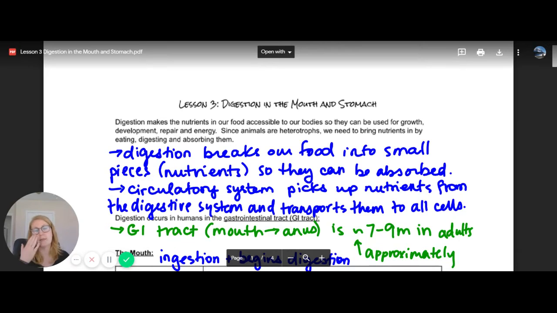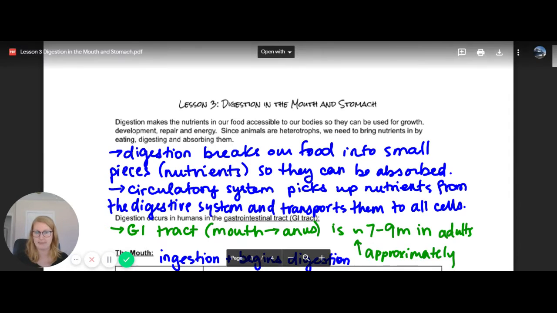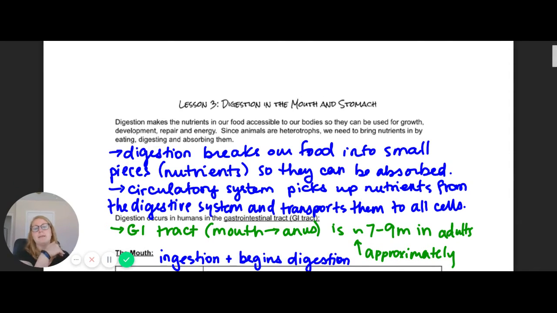So, of course, we need nutrients for lots of different things. I gave you some examples in lesson two, but I'm sure in lesson one you also found some more examples. The goal of the digestive system is to break the food into really small pieces, eventually so small that it's nutrients so that our body can actually absorb it. The circulatory system will then pick it up from our intestines and bring the nutrients all around our body to our cells.